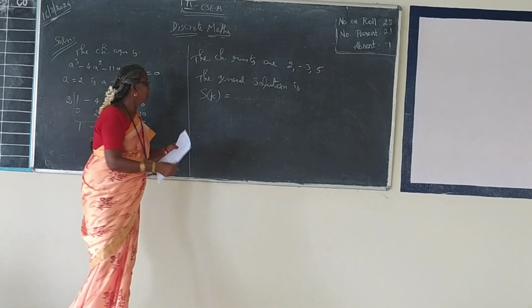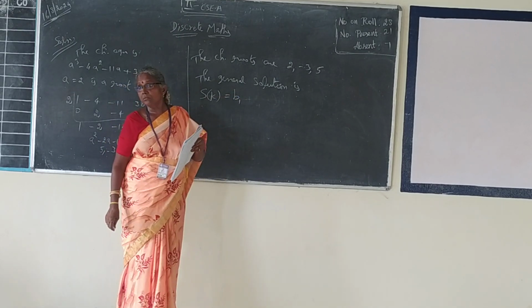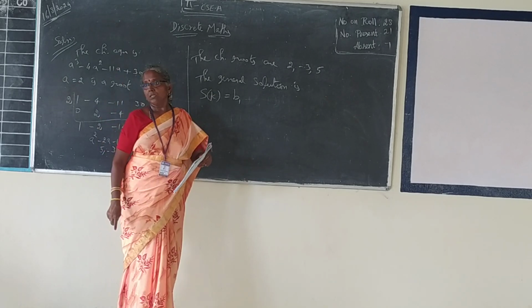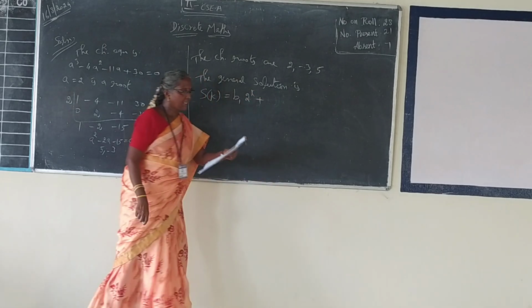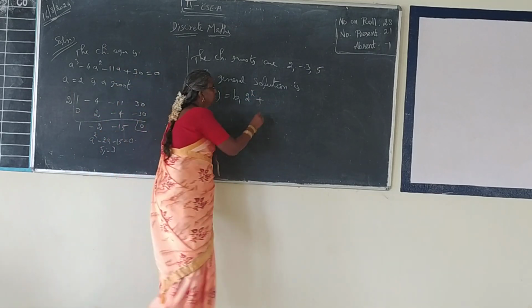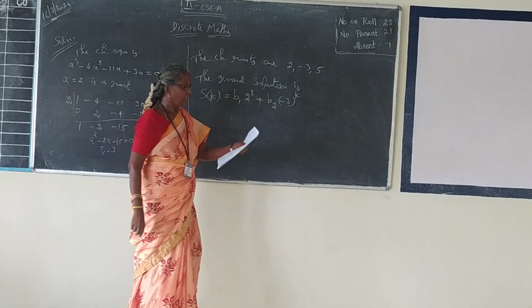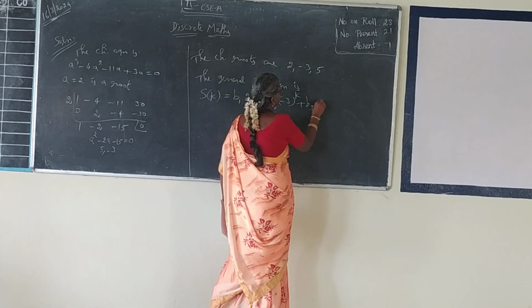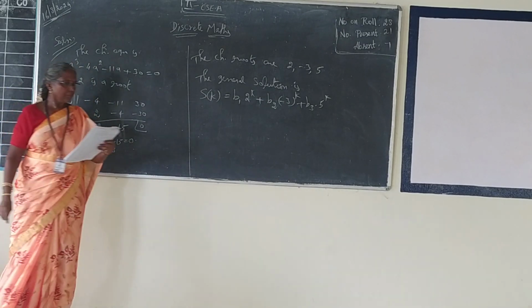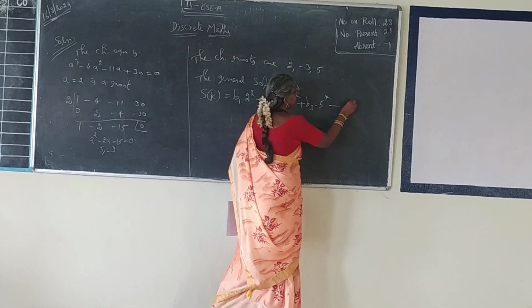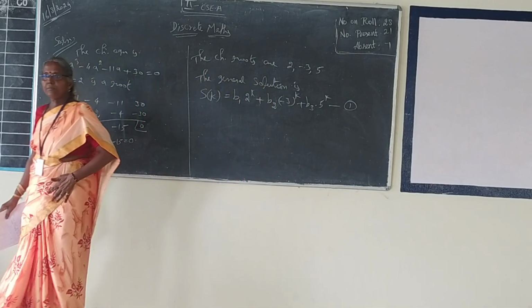So S of k equal to V1 into 2 power k plus V2 into minus 3 power k, where k is the variable here, then plus V3 into 5 power k. Is it okay? And this is equation 1.